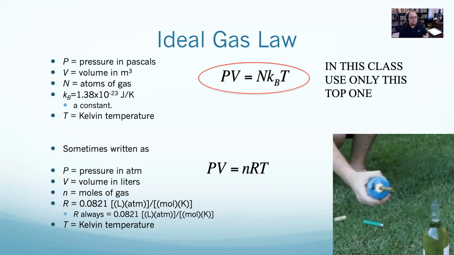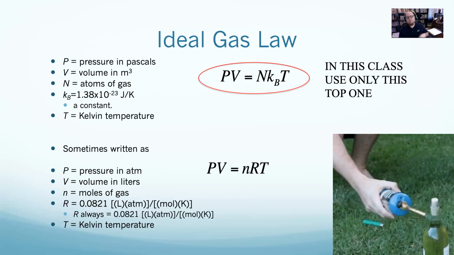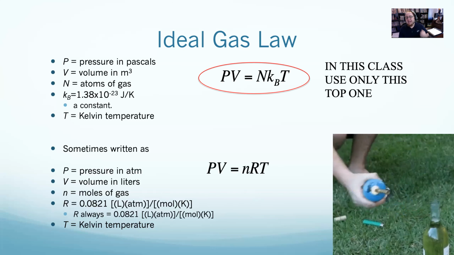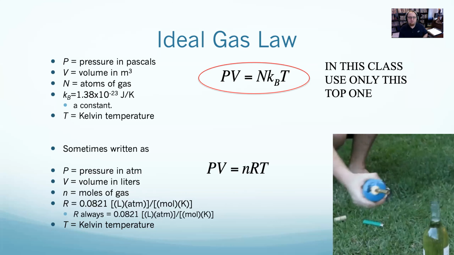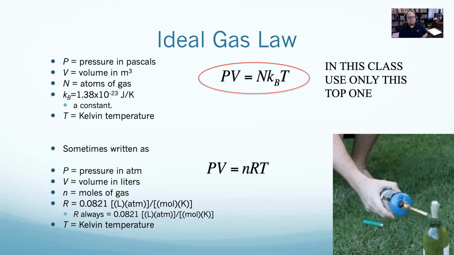Once again, pressure will be in pascals. That should be a capital P. Volume will be in meters cubed. N is number of atoms. k sub B is 1.38 times 10 to the negative 23rd joules per Kelvin. And T is just the temperature in Kelvin.